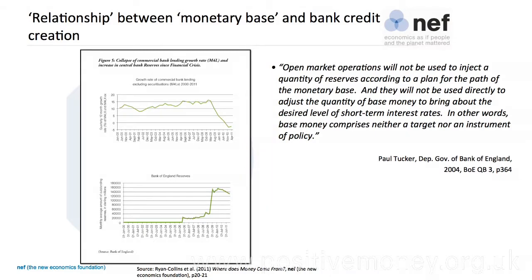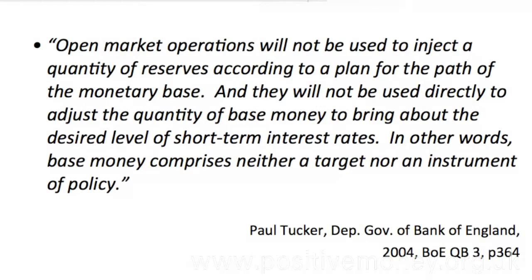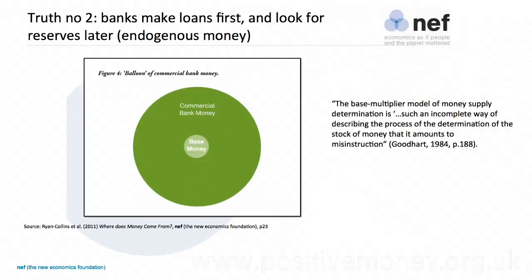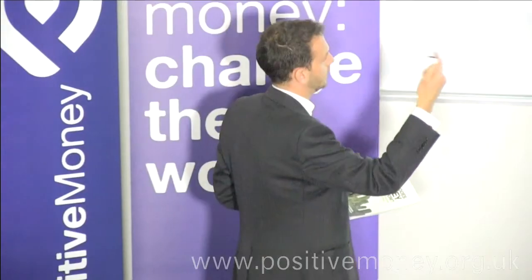And the Bank of England, Paul Tucker again basically admits here that base money comprises neither a target nor an instrument of policy. So a better way of thinking about that relationship is essentially a kind of balloon. There are reserves that are required within the system, and I'll explain that in the next couple of slides. They're required for interbank payments, and banks essentially lend on the basis mainly of their confidence, as we've discussed.